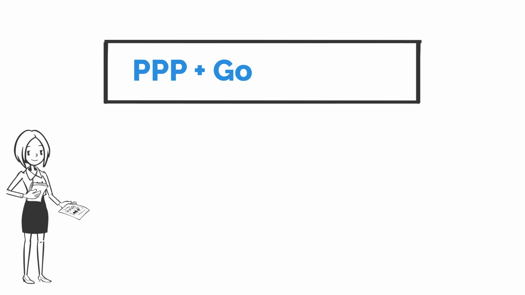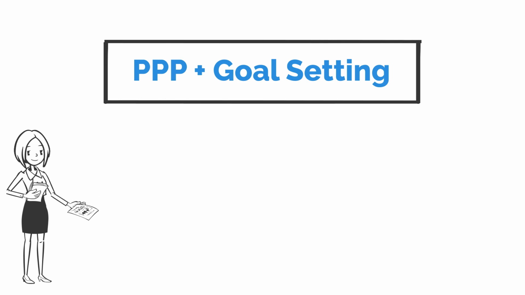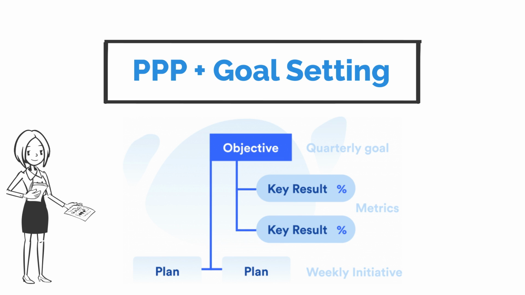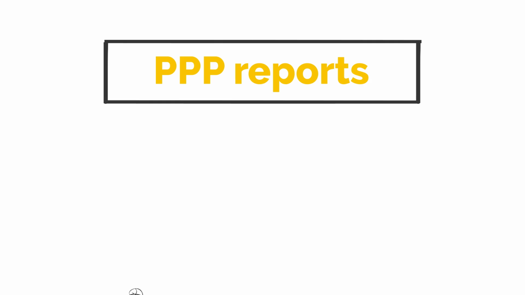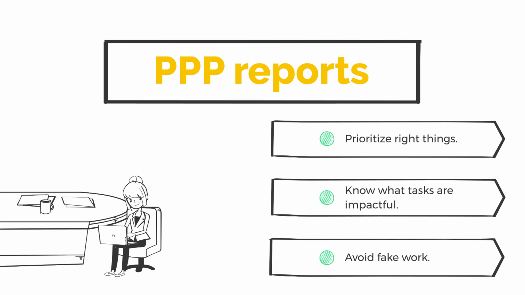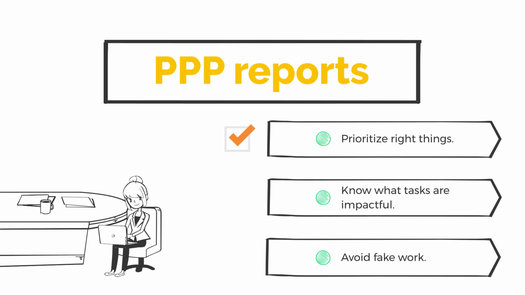PPPs are especially effective for teams that have quarterly goals, such as OKRs they want to achieve. It is a great way to align your team and to make sure that tasks help accomplish your desired end result. From an individual perspective, PPP status reports help you prioritize weekly plans, ensuring that top priority items get done first.